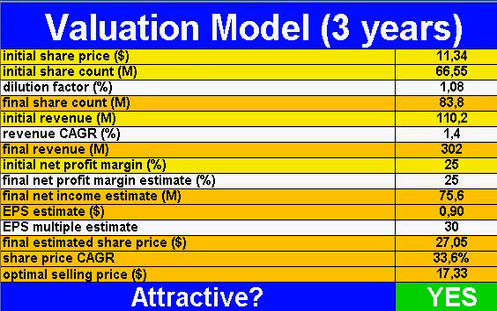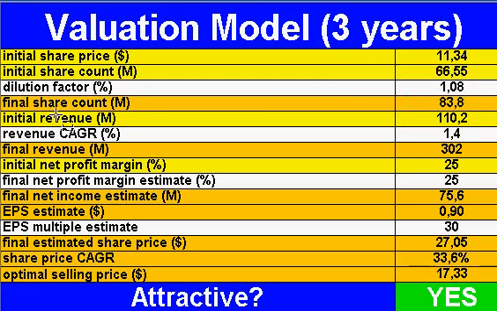So this is my evaluation model for the next 3 years. Here we have the initial share price of 11.34, which was yesterday's close. Initial share count 66.55 million shares. I've considered the fully diluted number here. Dilution factor 8%. The share count has been growing at this rate over the past 2 years, and the balance sheet was already strong 2 years ago. So they have this habit of diluting shareholders' value. Probably insiders don't hold many shares. Final share count is 83.8 million shares in 2009 if they continue diluting at this pace.